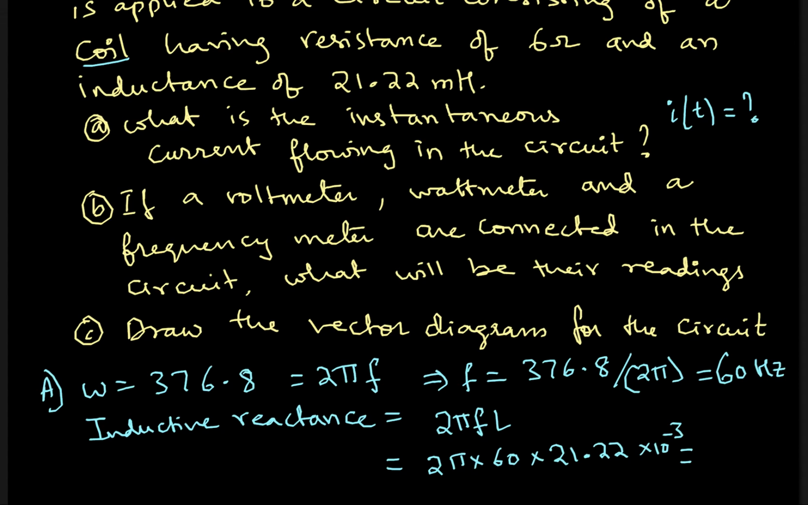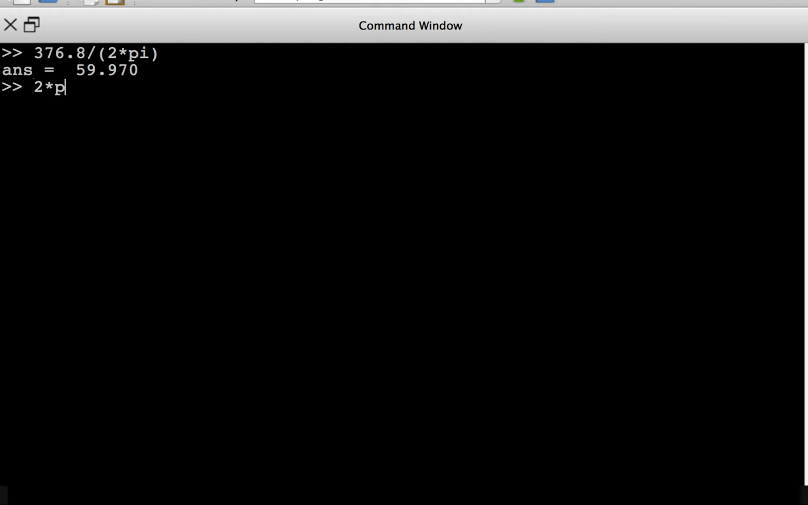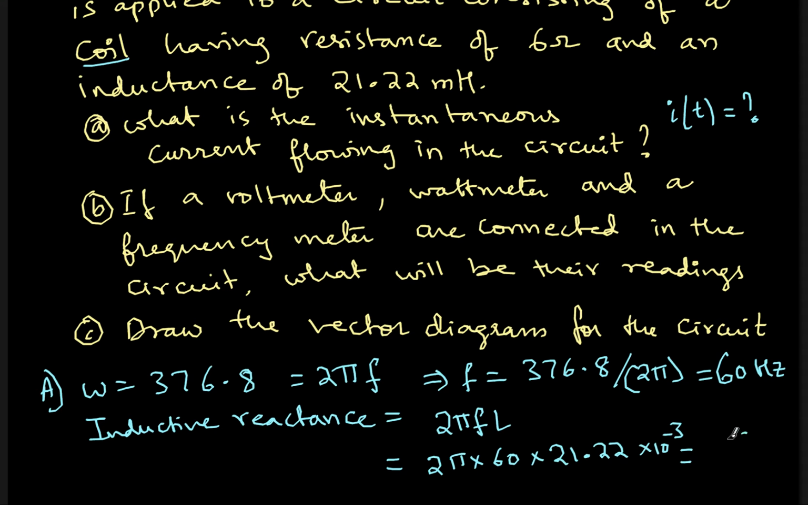So let's do that. 2 into pi into frequency 60 into L, that is 21.22 E minus 3. E minus 3 will be 10 to the power of minus 3. I'm getting 7.9998, so I'll approximate it to 8 ohms. So the reactance is 8 ohms. Because it is an inductive reactance, I can also represent it with a plus J, so it will be J8 ohms.